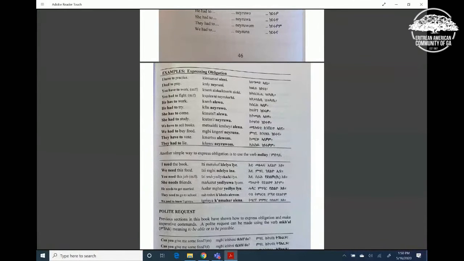So this is it for today, and we have an example of expressing obligations. I have to practice. That is obligation. That's an example, the continuation of pages 45 and 46.